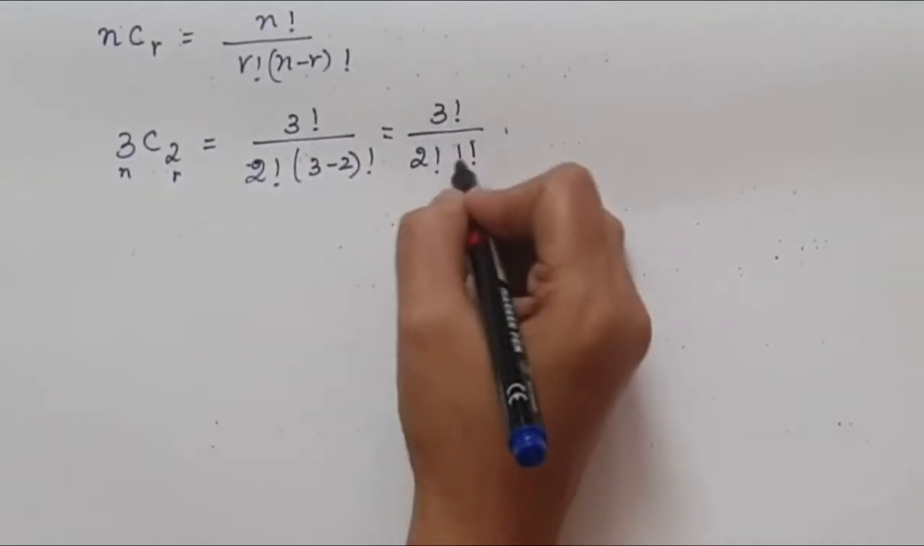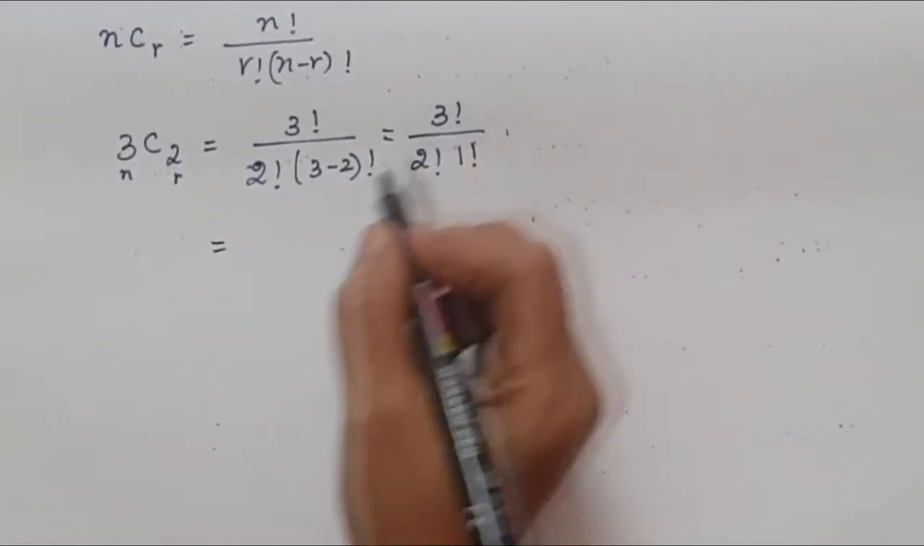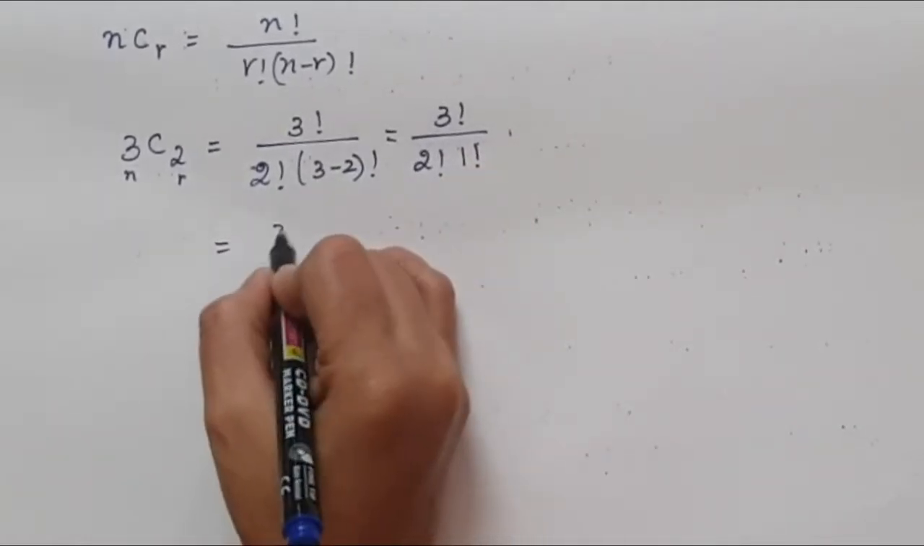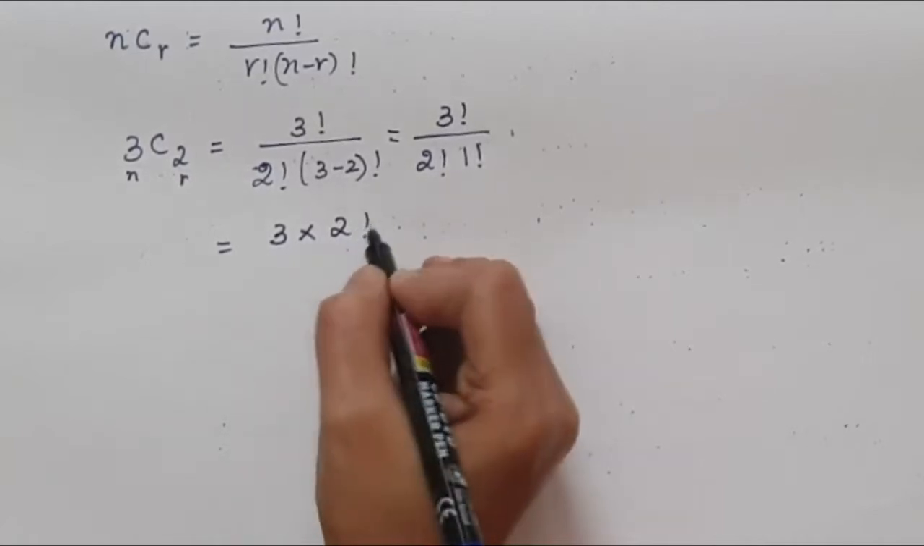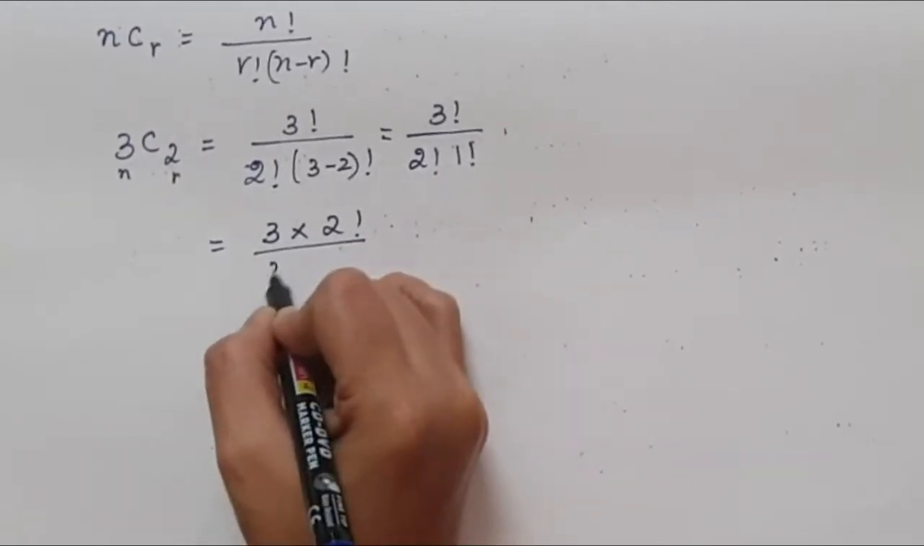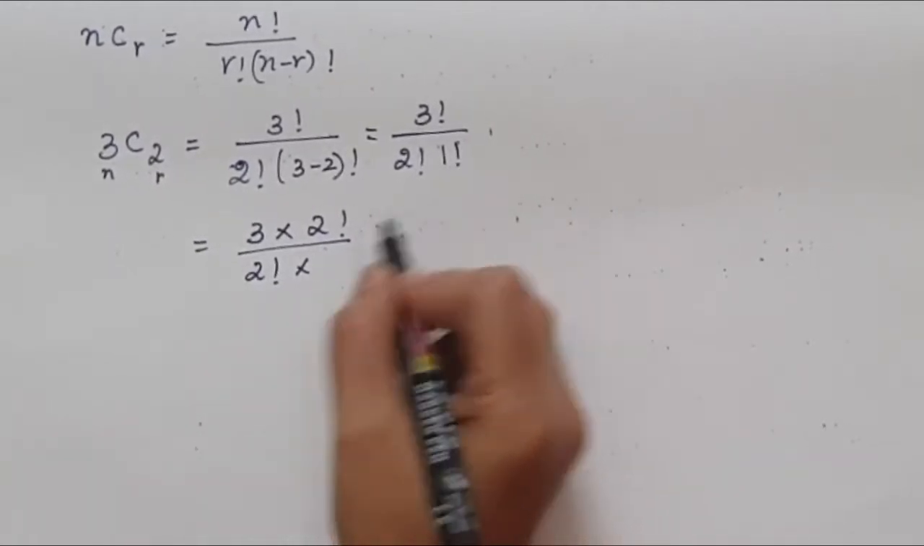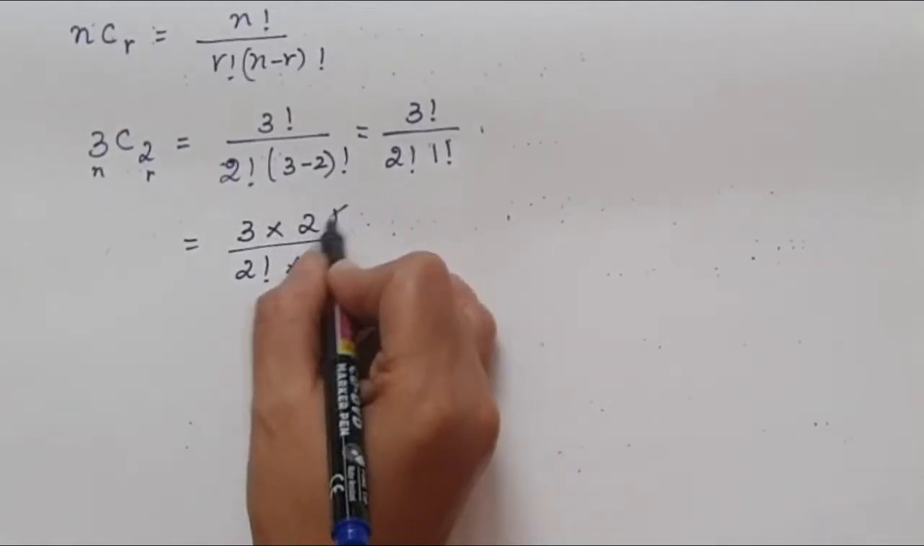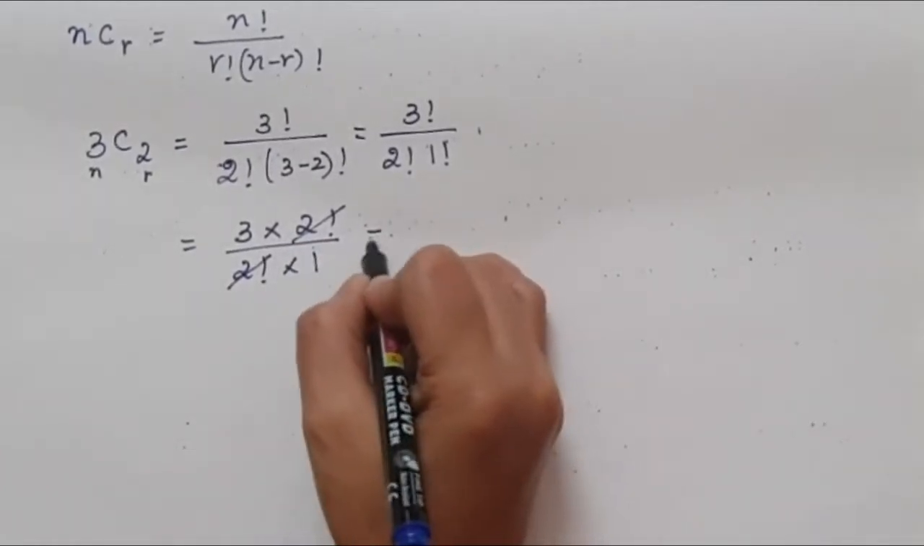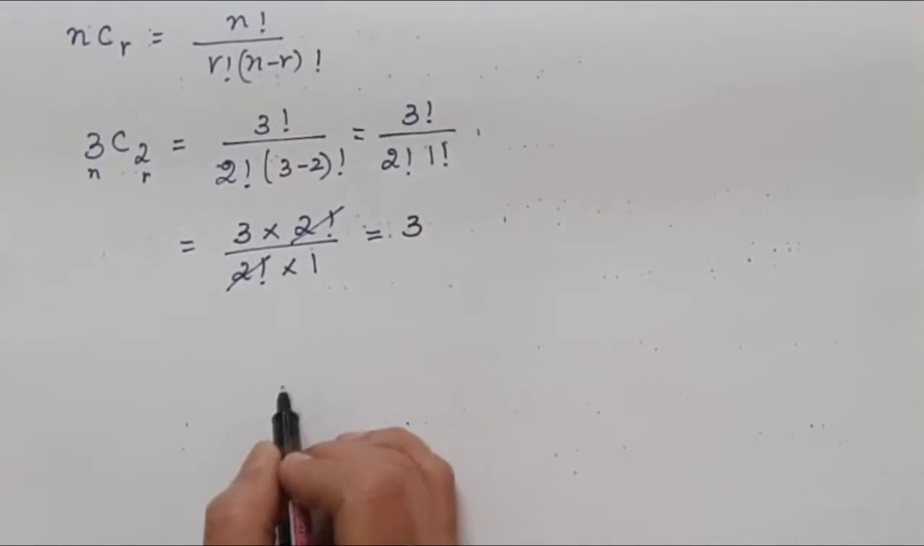Now let us see how I'll evaluate this. I can write it as 3 into 2 factorial, because I can cancel the 2 factorial in the denominator. And 1 factorial is only 1. So this 2 factorial and 2 factorial get cancelled, and it is 3.